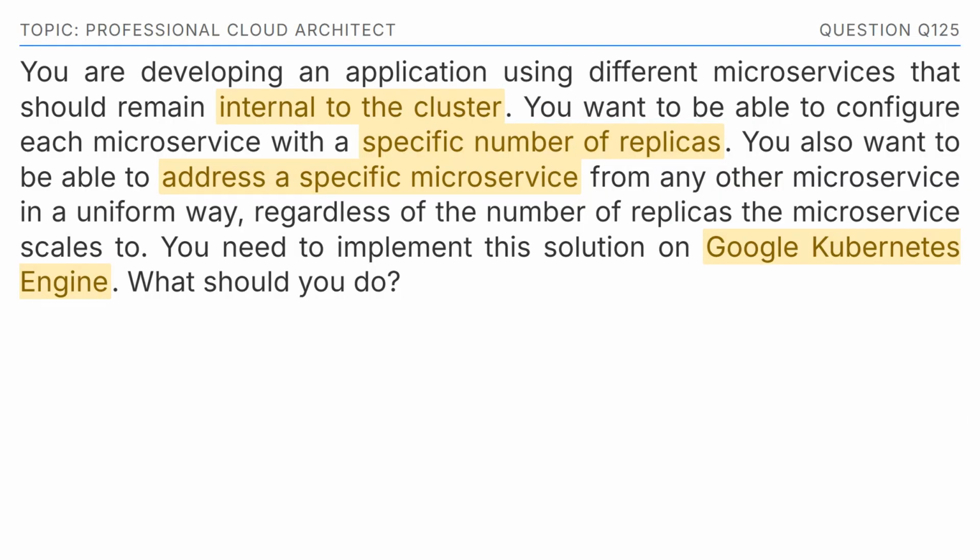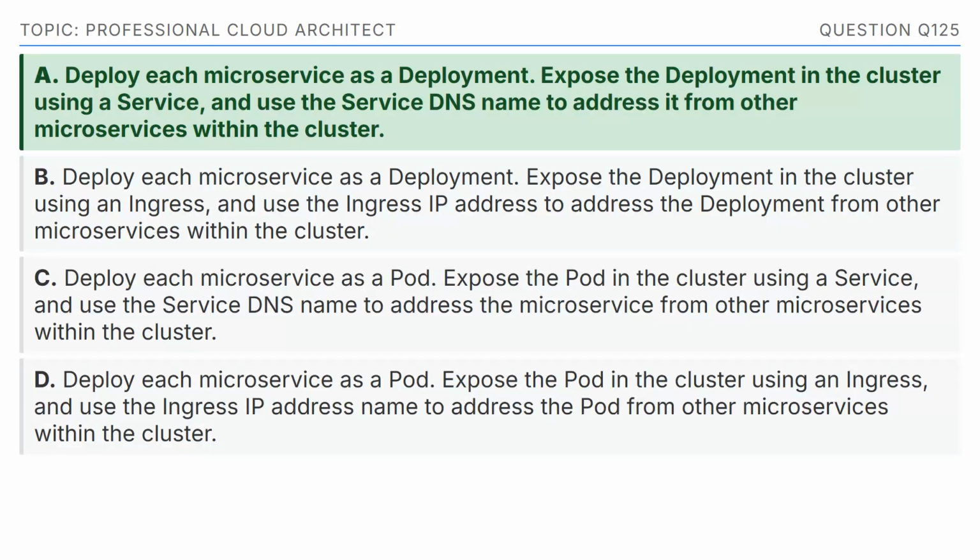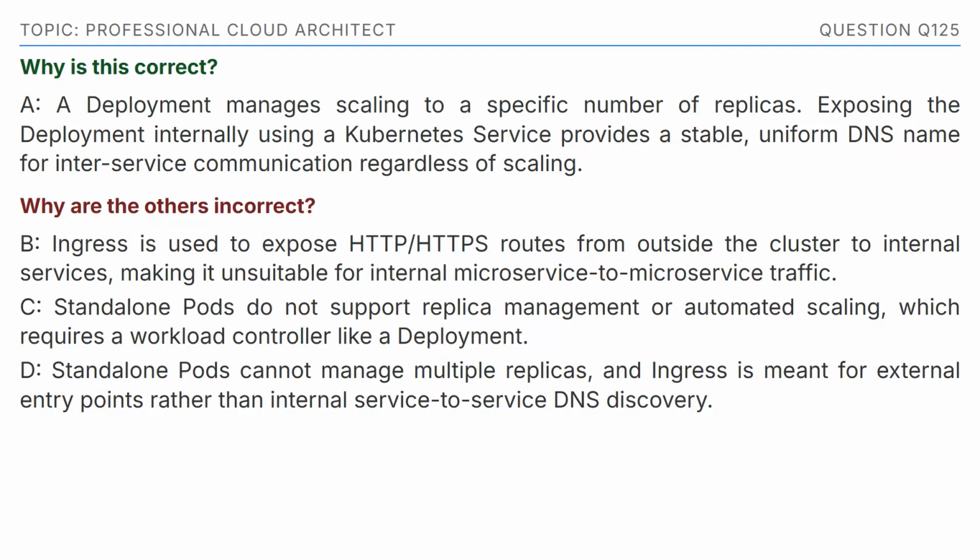To arrive at the correct answer, we focus on the keywords: internal to the cluster, specific number of replicas, address a specific microservice, Google Kubernetes Engine. The correct answer is option A, deploy each microservice as a deployment. Expose the deployment in the cluster using a service, and use the service DNS name to address it from other microservices within the cluster. Why is this correct?